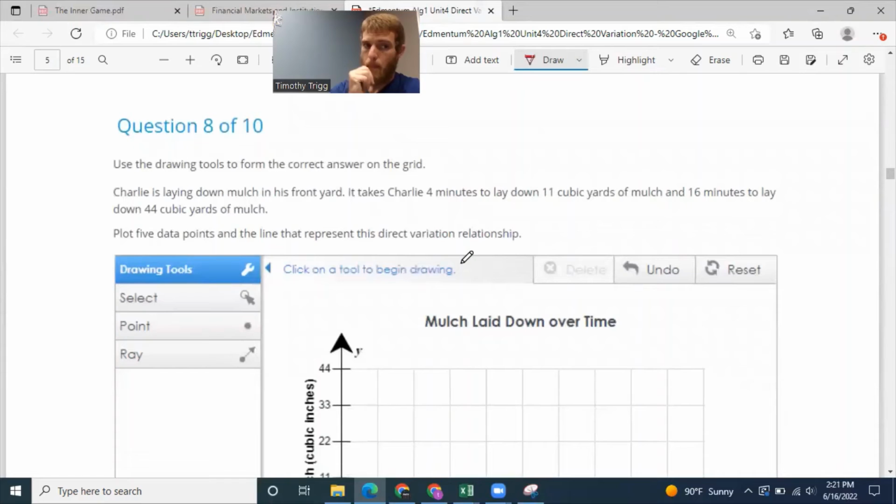Okay. Charlie is laying down mulch in his front yard. It takes Charlie 4 minutes to lay down 11 cubic yards of mulch. So in 4 minutes, he can lay down 11 cubic yards of mulch. In 16 minutes, he can lay 44 cubic yards of mulch. Plot 5 data points and a line that represents the direct variation relationship.